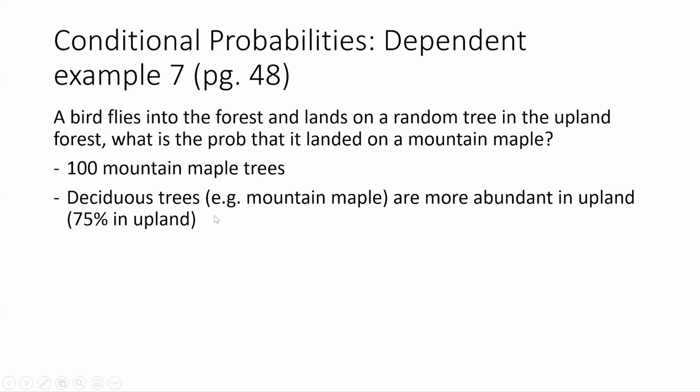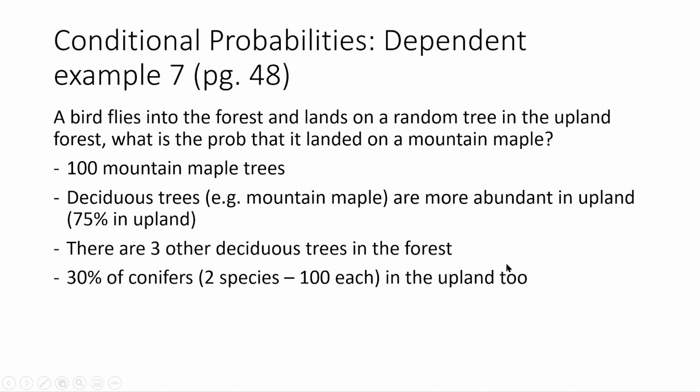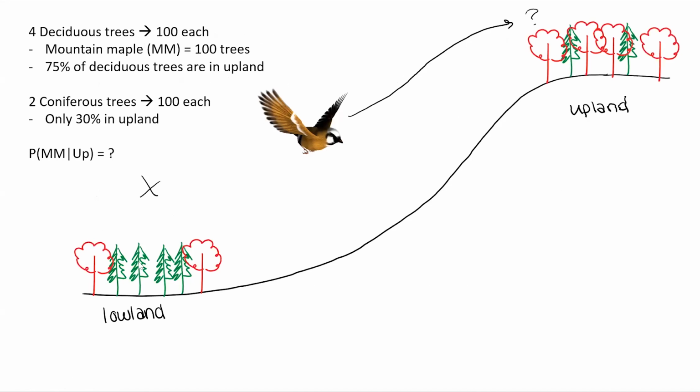Deciduous trees, including the mountain maple, are more abundant in upland. That's what's really key here. They are more abundant in upland. 75% are in upland, which means 75% of the mountain maples, 75 mountain maples, are in the upland. There are 3 other deciduous trees in the forest, and 30% of conifers, of which there are 2 species, 100 each, are in the upland too. So 60 conifers are in the upland. This discrepancy between the abundance of mountain maples and deciduous trees and coniferous trees from upland to lowland is what makes this problem key. So here's just a little figure I made.